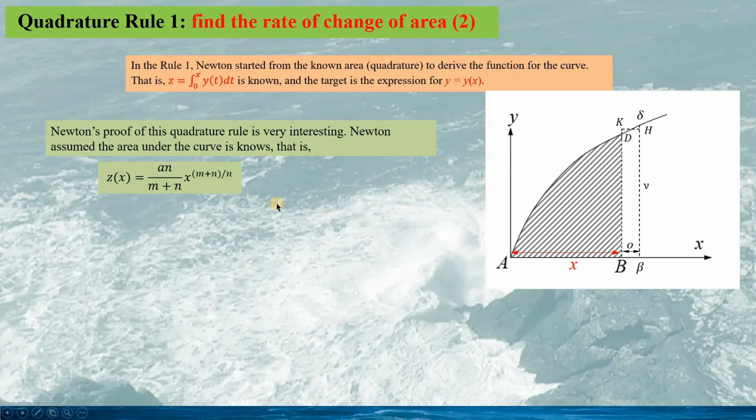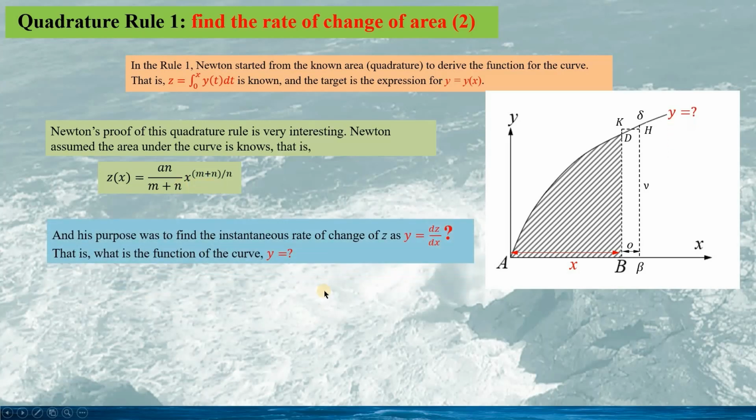In Newton's proof of this quadrature rule, he assumed the area under the curve is known, given as z(x) expressed as this, and his purpose was to find the instantaneous rate of change of z, as y is the derivative of z with regard to x. That is, to find the function of the curve y.